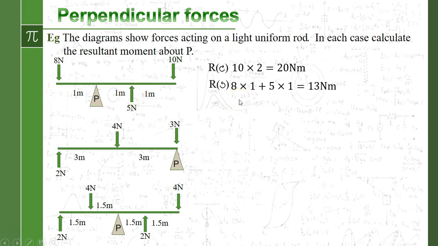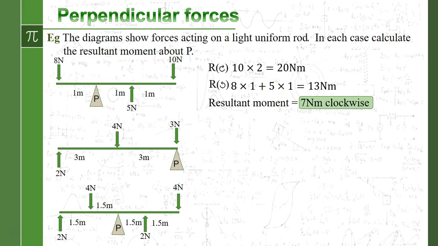So it's not necessarily the ones going down that cause a certain direction of moment and the ones going up cause a different direction. It depends where they are relative to the pivot. And we can see here that we've got a much bigger moment happening in the clockwise direction. So our resultant moment is 7 Newton metres clockwise. In that particular example, that would cause the rod to tip.